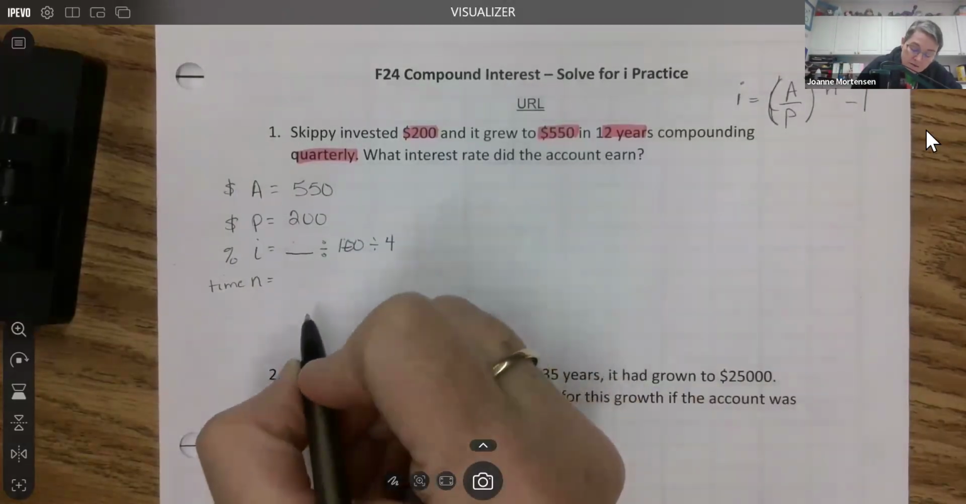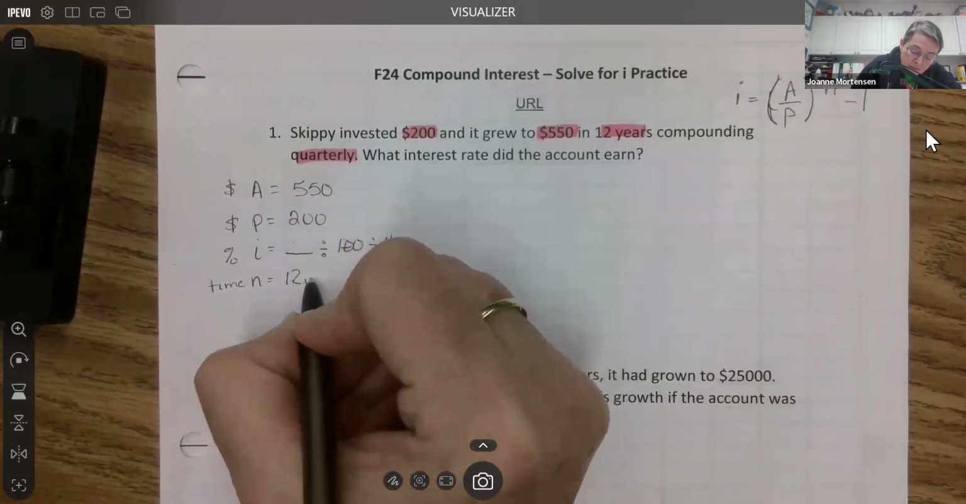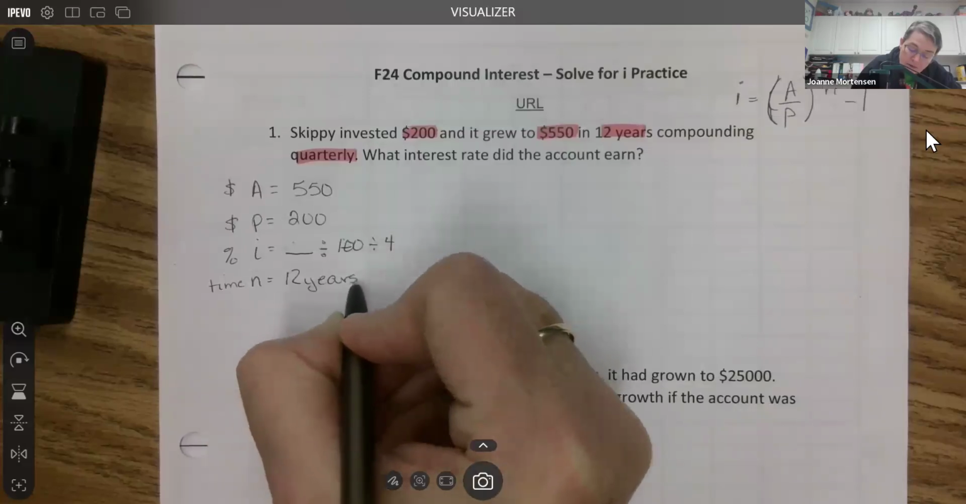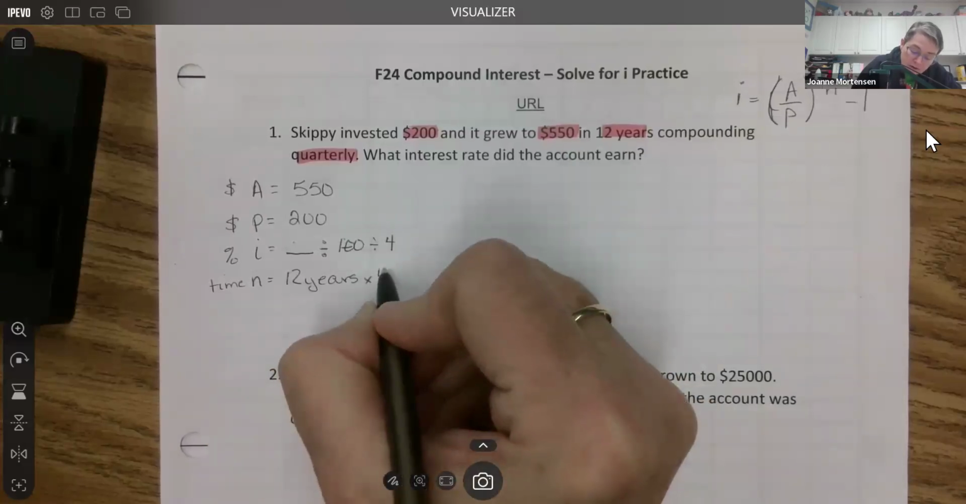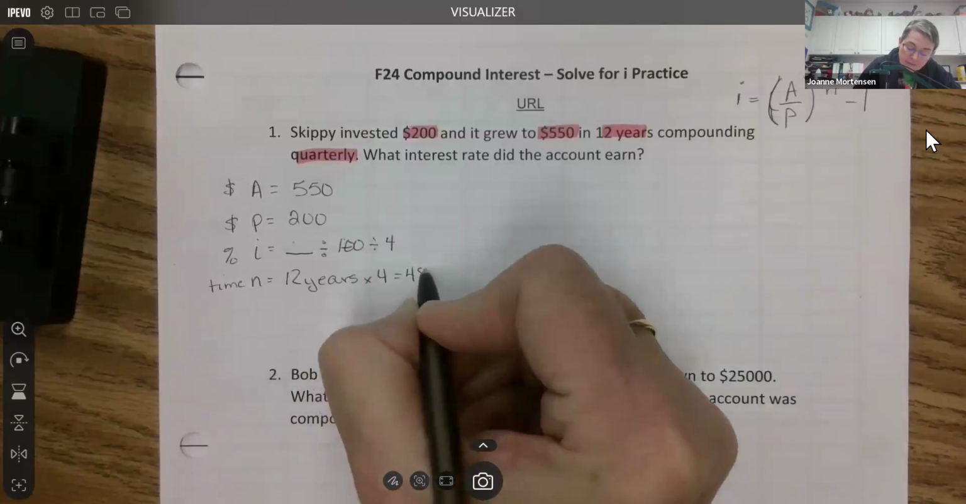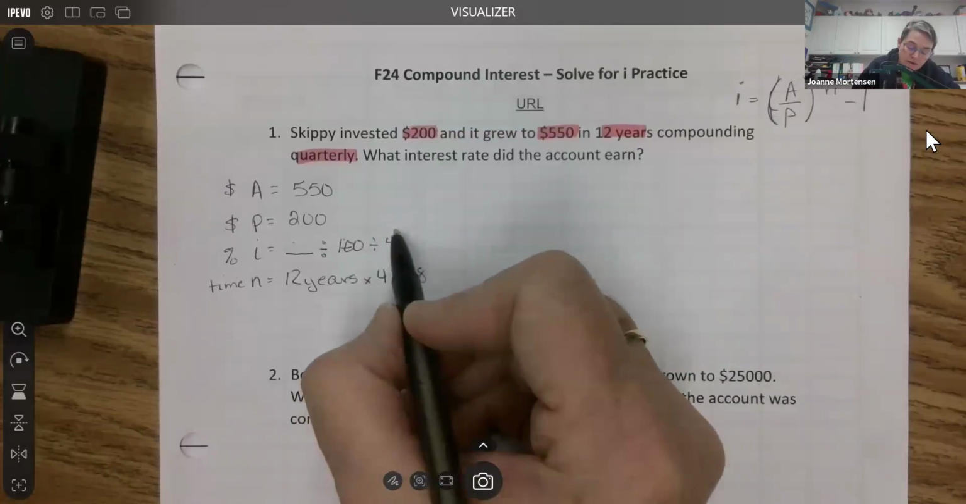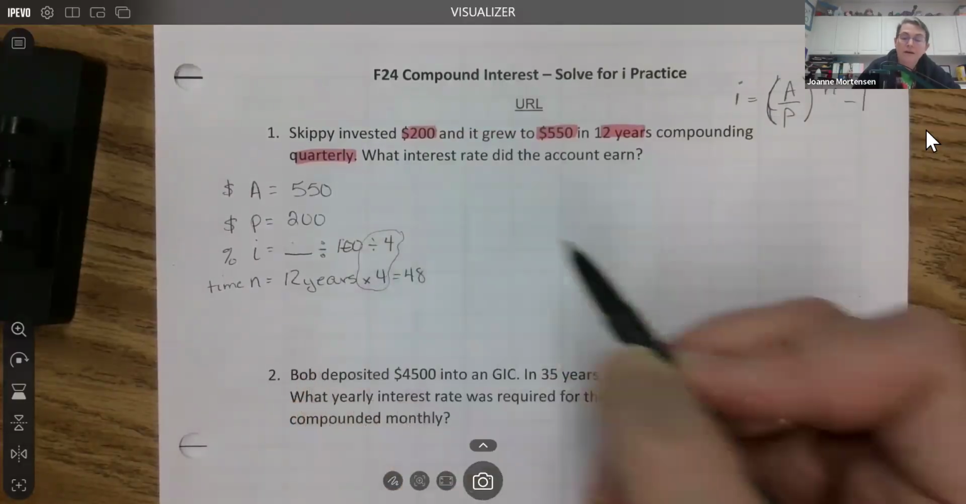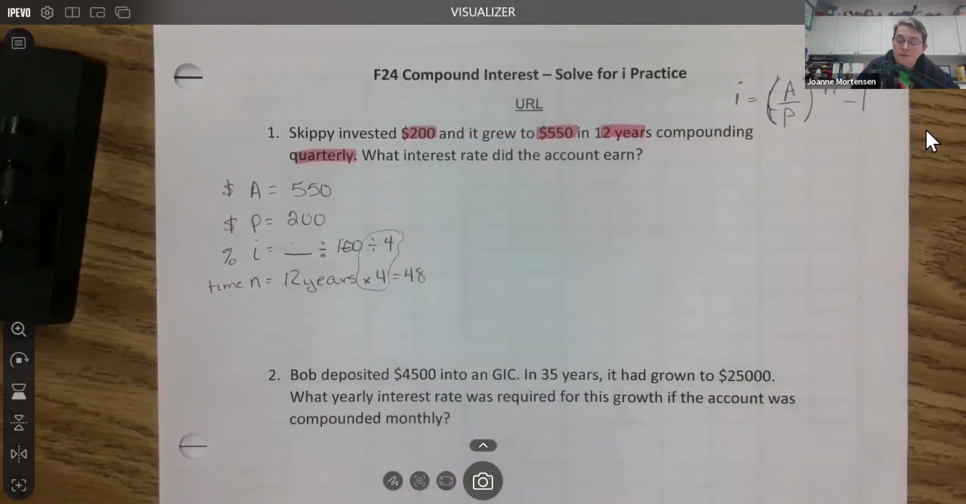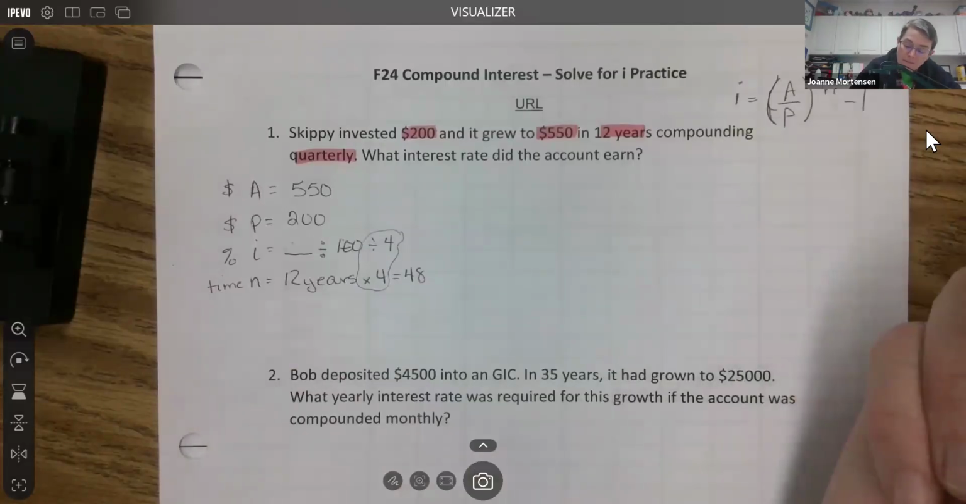And my time is 12 years times 4. So that gives me 48 there. This also, when I put that in there, allows me to do that quick check to make sure I'm matching things up.